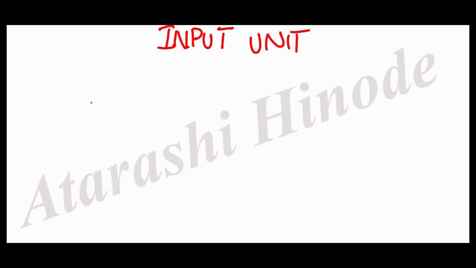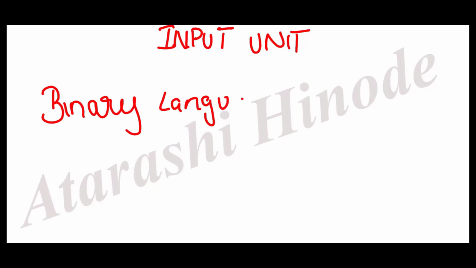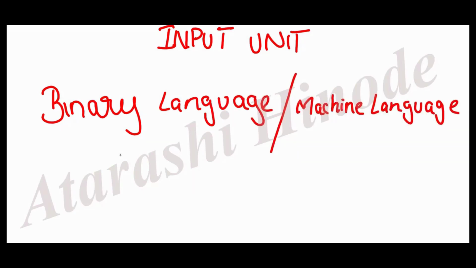So that computer understandable language, right, is called binary language. It can also be called machine language, or it is often told as low level language. Binary language is the only language which computers can understand. It has two digits, 0 and 1.